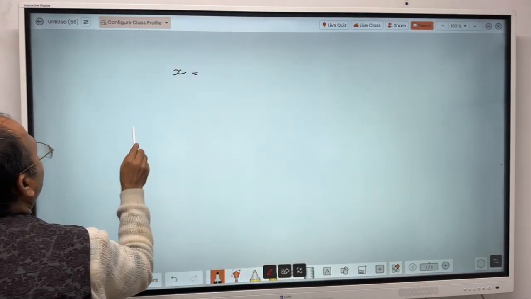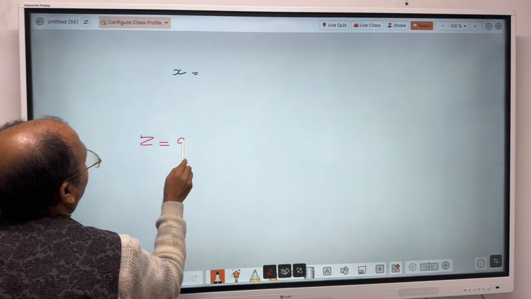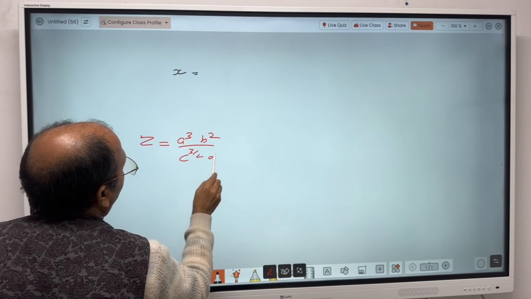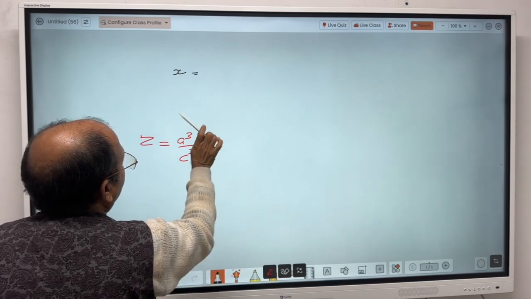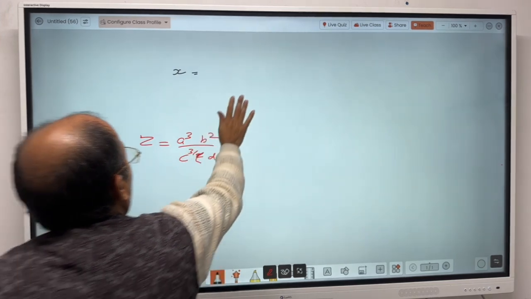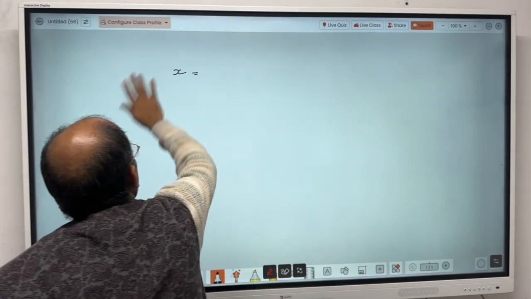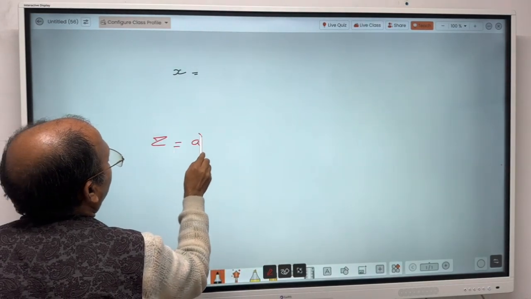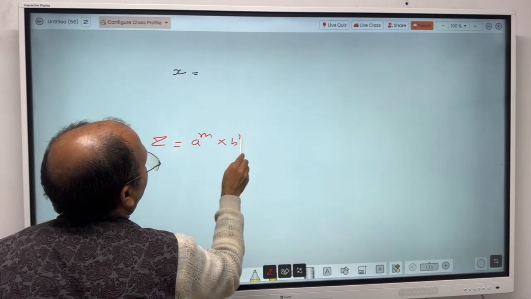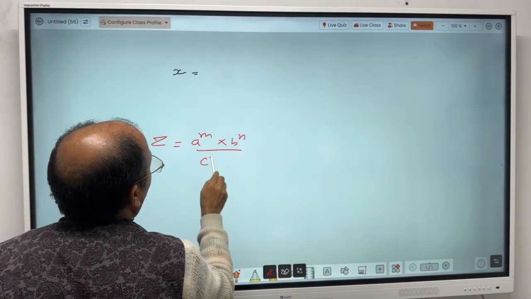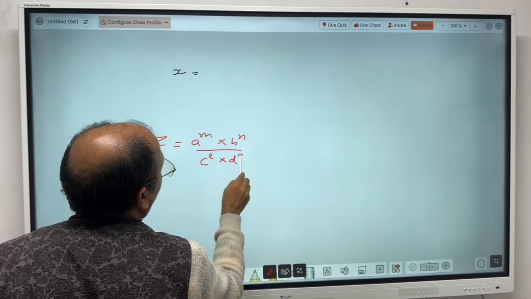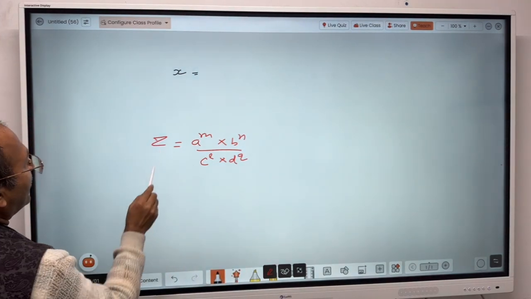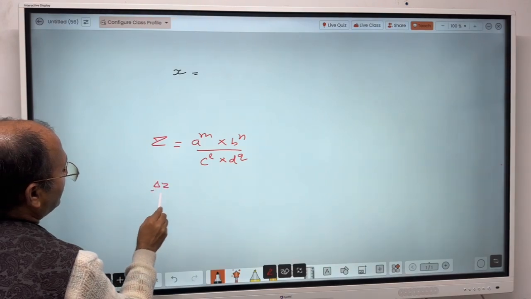Suppose you are given a quantity like Z equal to A cube B square C power 3 by 2 D power. Suppose we are given Z equal to a quantity A power M into B power N into C power L into D power Q, and we want to find out the relative error here.